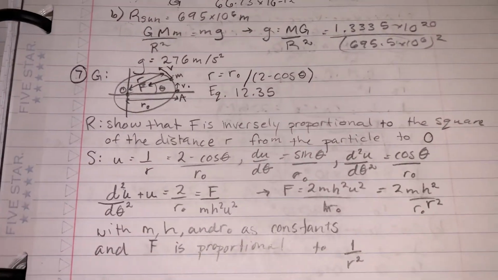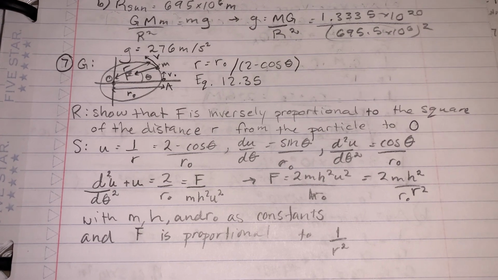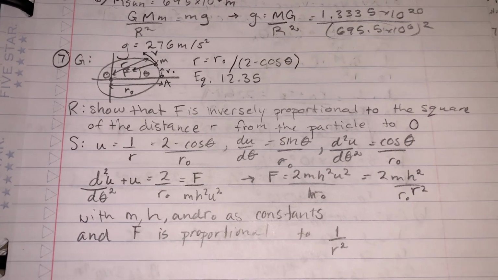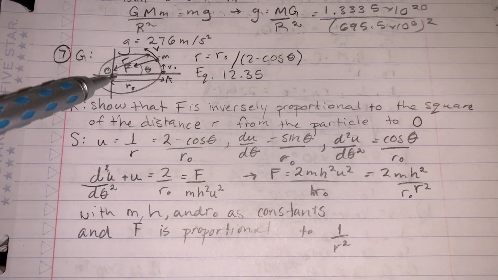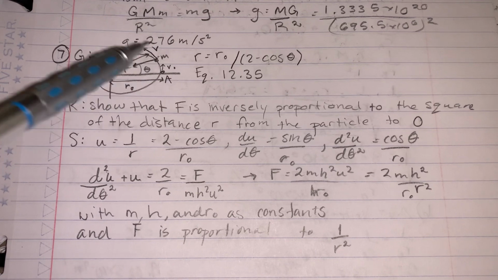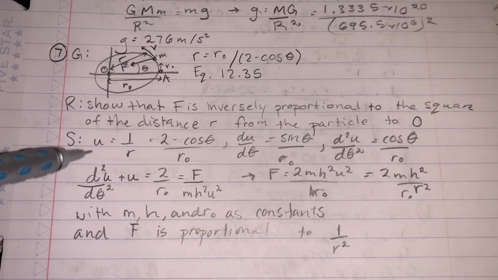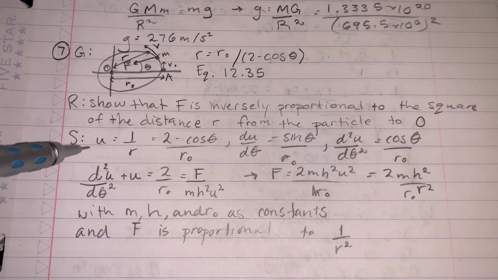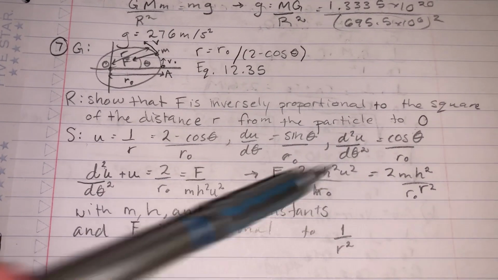The next one is asking to show that F is inversely proportional to the square of the distance r from the particle at O. So we have r naught, we have our particle, and we have our origin. I meant to say O, not 0.